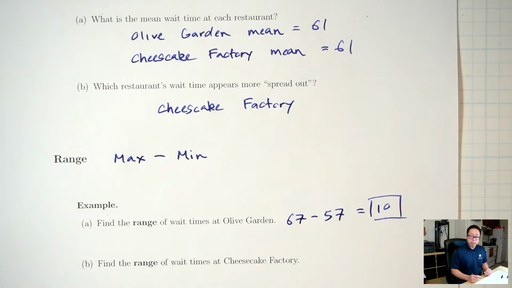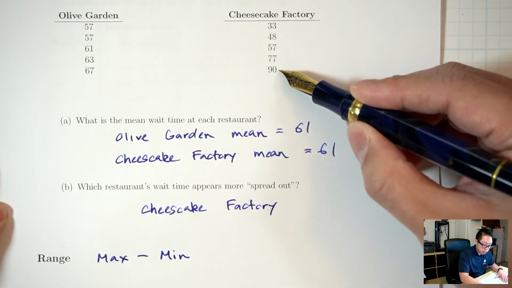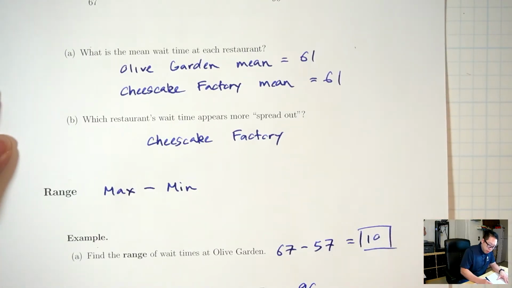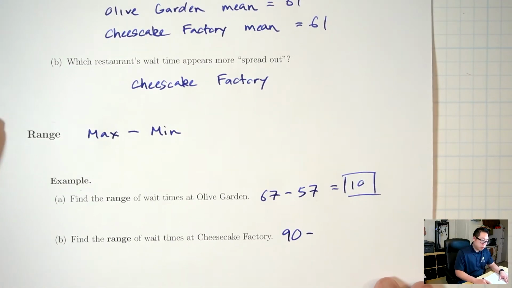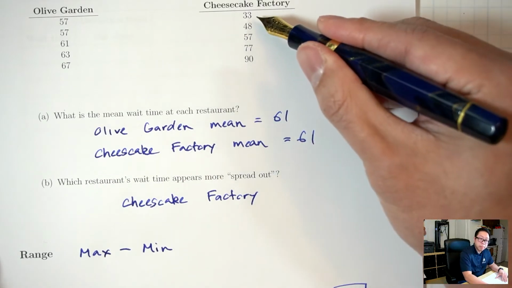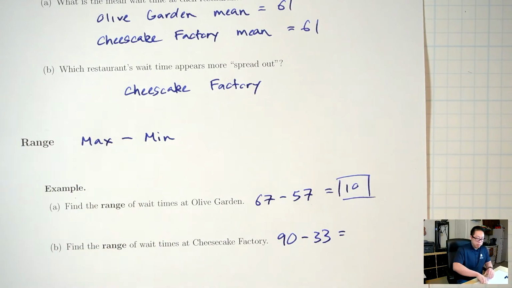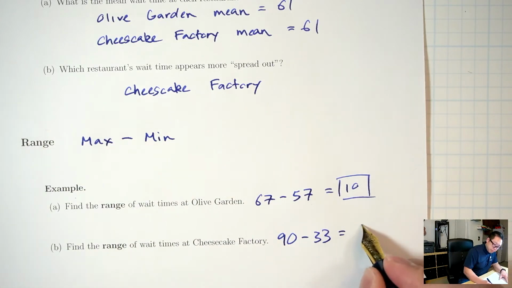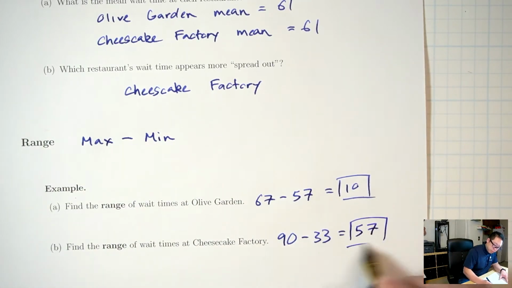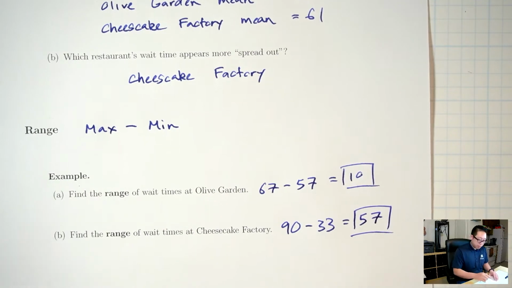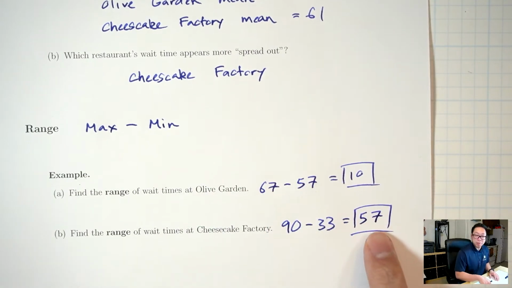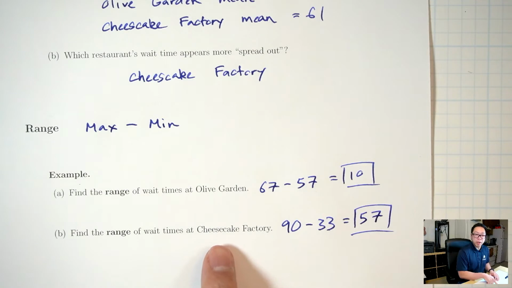Find the range for Cheesecake Factory. The max for Cheesecake Factory was 90. The minimum for Cheesecake Factory was 33. So 90 minus 33. What's 90 minus 33? 57. So like we said, Cheesecake Factory, with 57, was more spread out than Olive Garden.